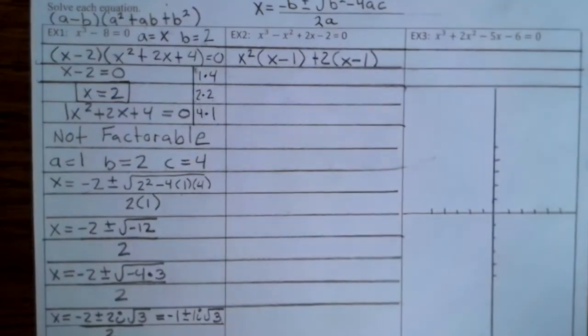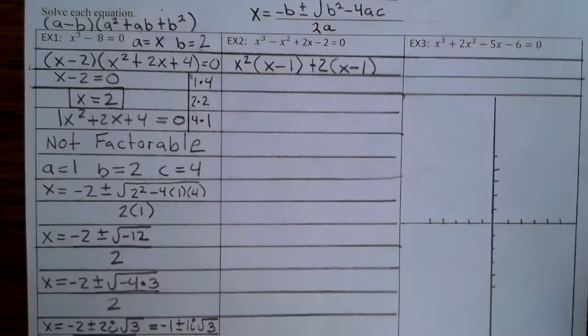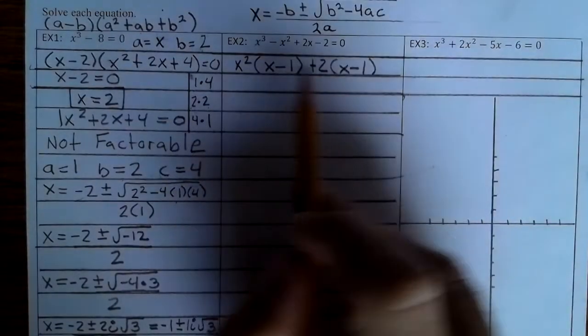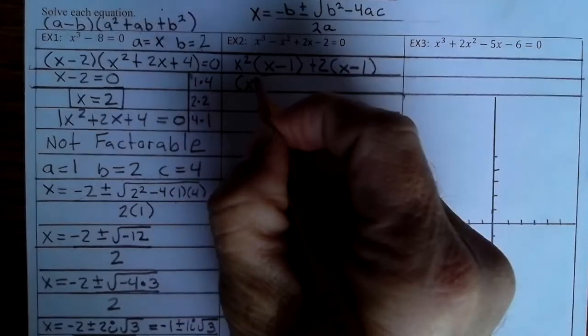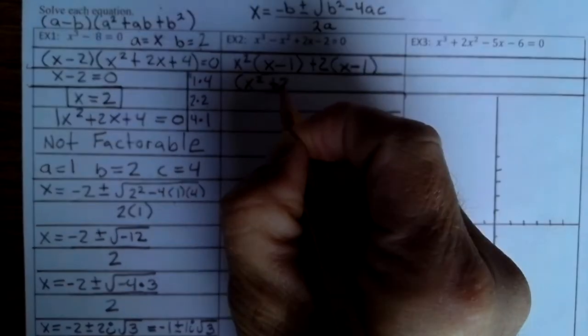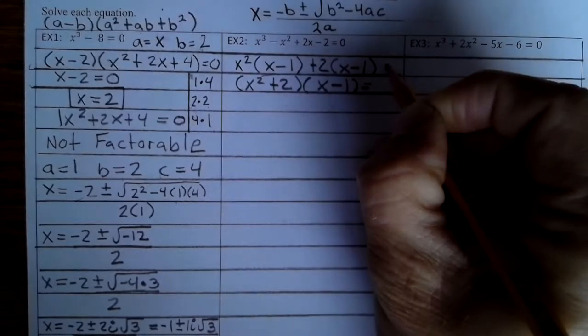Okay, since these are the same, we can factor by grouping. So we have x squared plus 2 times x minus 1. And I almost forgot the equal 0 should be right there. Okay, so now we set each of these equal to 0 and solve.